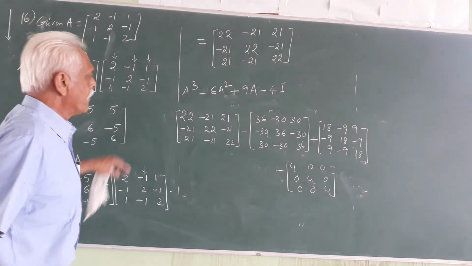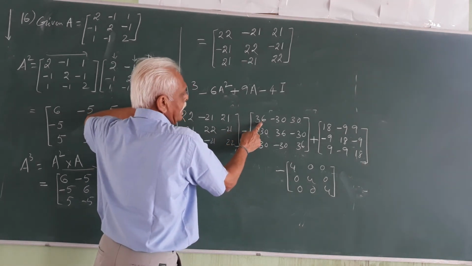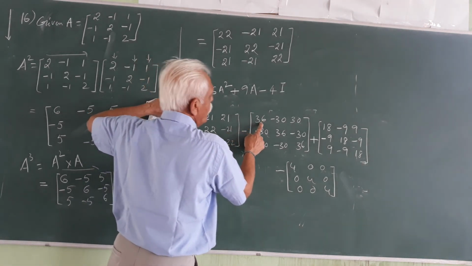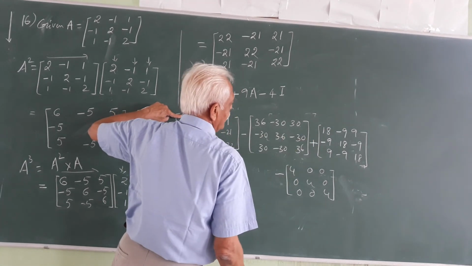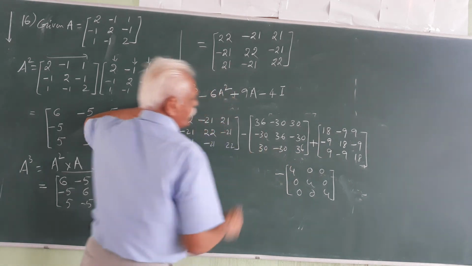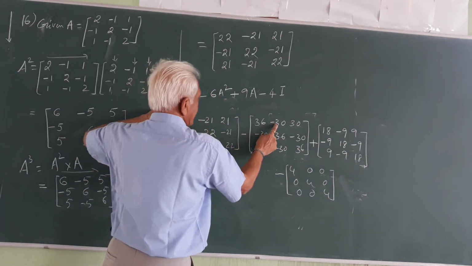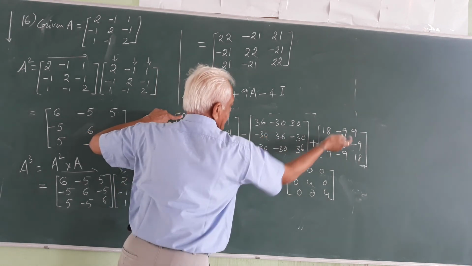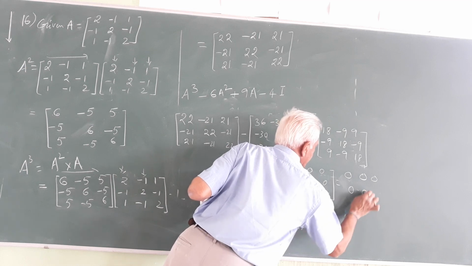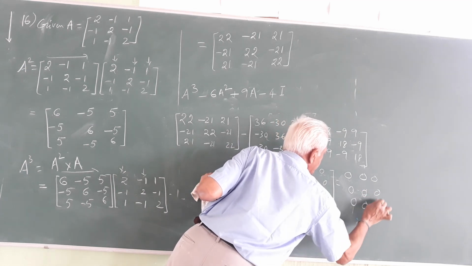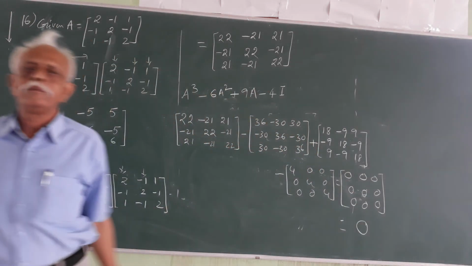Now if you see, 22 minus 36 is minus 14. Minus 14 plus 18 is 4. 4 minus 4 is 0. Minus 21 plus 30 is 9. 9 minus 9 is 0. So you will be getting 0, 0, 0, 0, 0, 0, 0, 0, 0. So this is nothing but O.